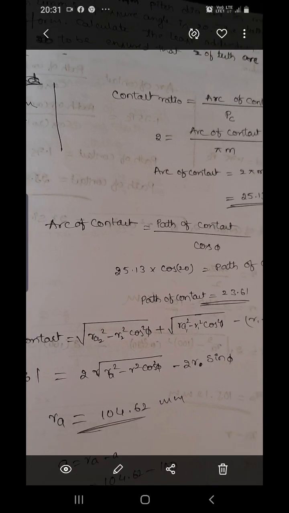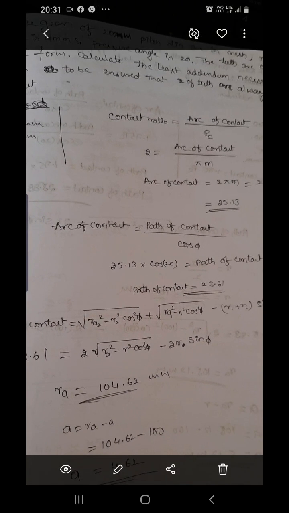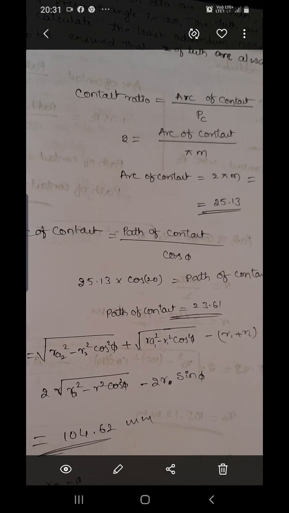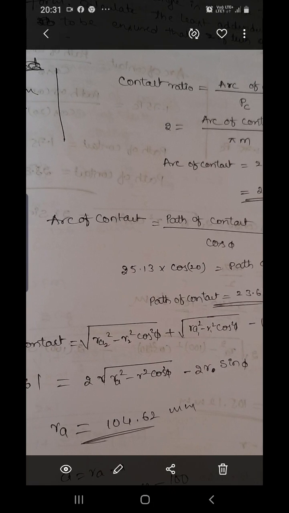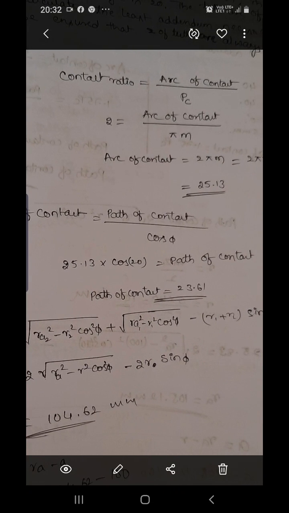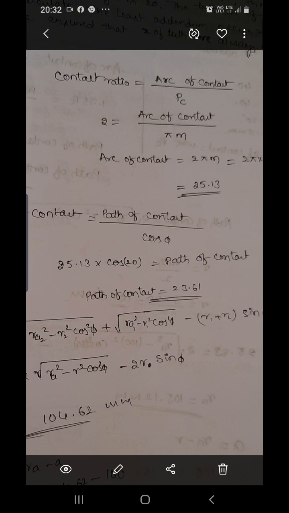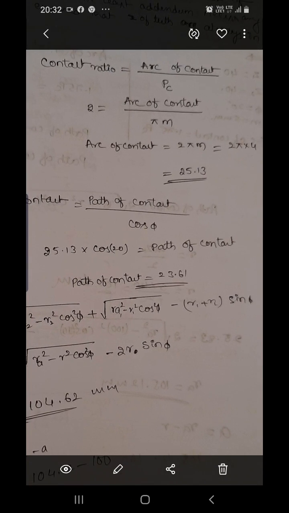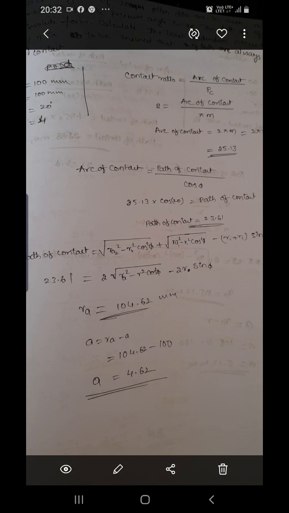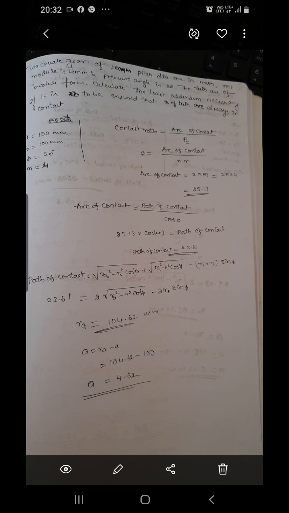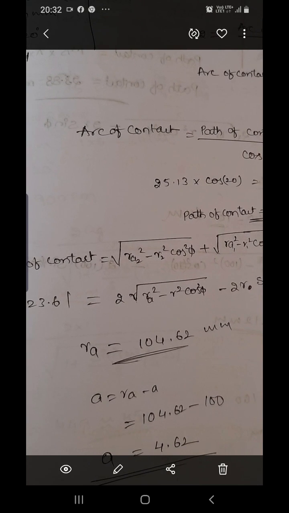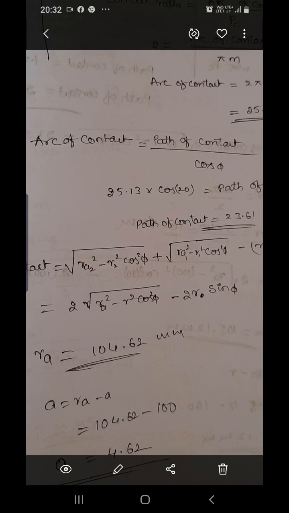Now reverse engineer from the arc of contact. Arc of contact is equal to path of contact by cos phi. So the arc of contact is 25.13, and taking cos phi to the left hand side, it becomes 25.13 multiplied with cos 20, which is equal to the path of contact. Multiplying, you get 23.61. That is the path of contact. Now take the relation of path of contact: path of contact is equal to path of approach plus path of recess.